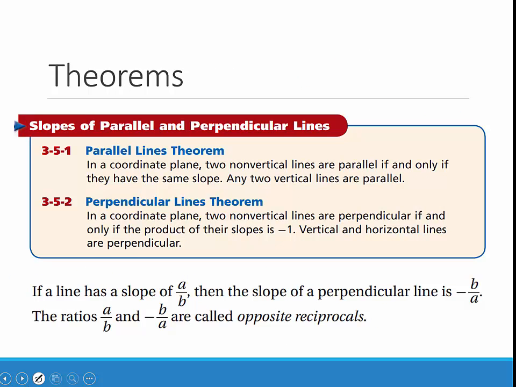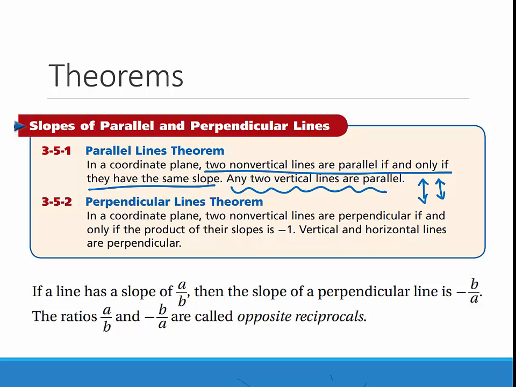So because this is geometry, not algebra, of course we have to throw some theorems in here. So here's two more, parallel lines and perpendicular lines. Parallel lines are only parallel if they have exactly the same slope. So two non-vertical lines, they have the same slope. Any two vertical lines are parallel, so the lines like this. We can't say that they have the same slope because they have an undefined slope.